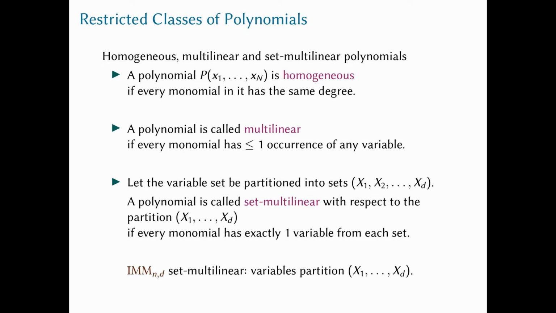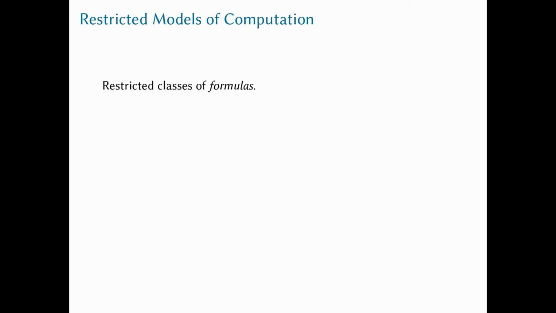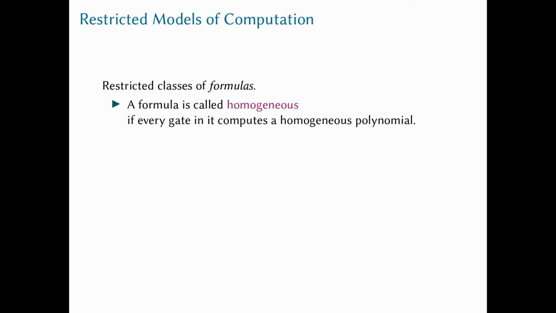For example, if we look at our polynomial IMM, we can notice that each monomial is of the form where there is one variable which comes from the first matrix, one variable which comes from the second matrix, and so on until one variable which comes from the last matrix. So it is set multilinear. If we have a restriction for polynomials, we can deduce from it a restriction for models of computation. The natural way to restrict the models is this: we say a formula or a circuit is called homogeneous if at every gate, at each step of the computation, we compute something which is homogeneous.